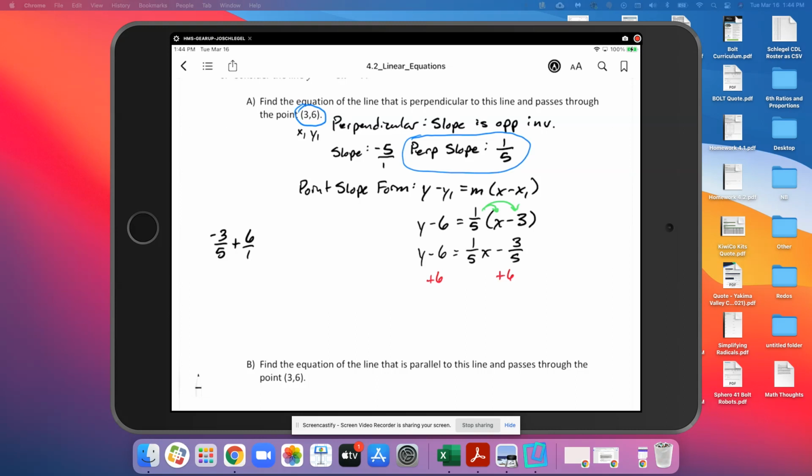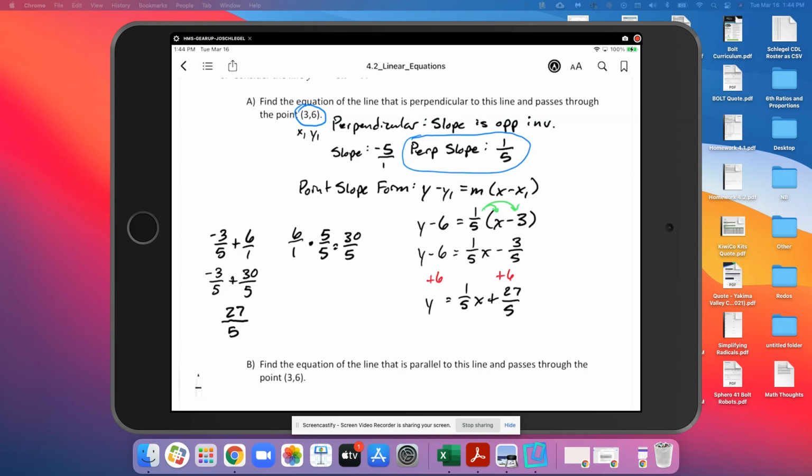And I need common denominators, so I need to turn my 6/1 into something over 5. So 6/1 times 5/5 makes 30/5. So I'll substitute that in there: -3/5 plus 30/5. And so I pay attention to my signs. My signs are different. I find the difference between 3 and 30, which is 27. I put the sign of the bigger number. The bigger number is 30. It's positive. My answer is positive, and it's over 5. So I'm going to end up with y equals 1/5 x plus 27 over 5.